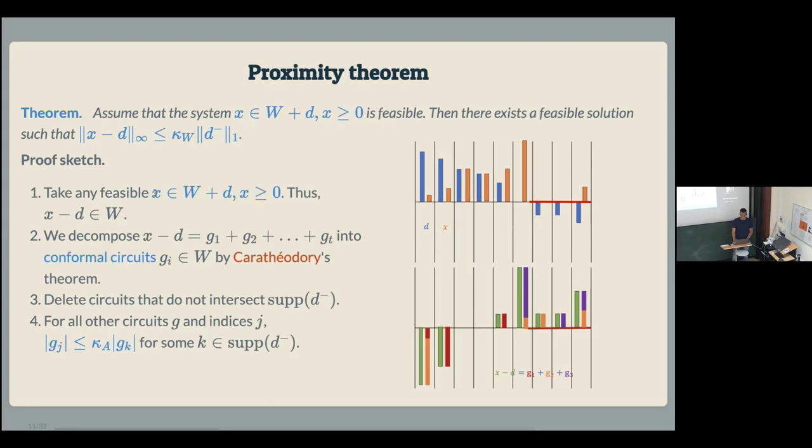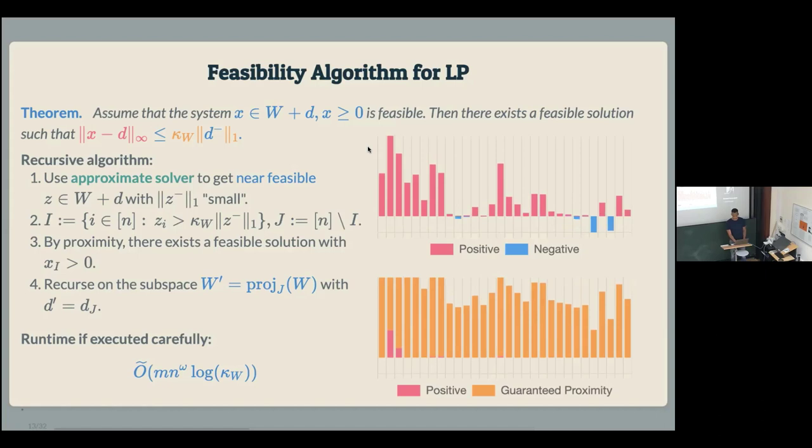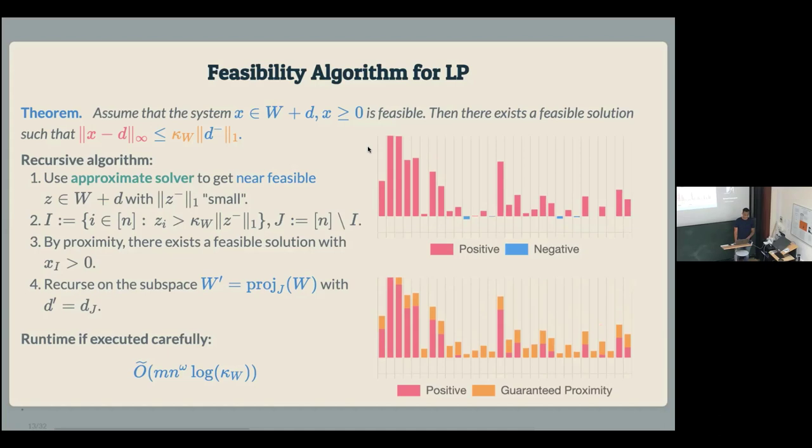Right. And this theorem itself is quite useful already to give the high level idea how a feasibility algorithm could work for LP. Namely, initially, we have some vector D here that has positive and negative coordinates. We run our approximate solver that does something. It reduces negativity, it cannot set it to zero. But at some point, we have such a small negativity that the proximity result, which is in orange here, gives you a guaranteed proximity.